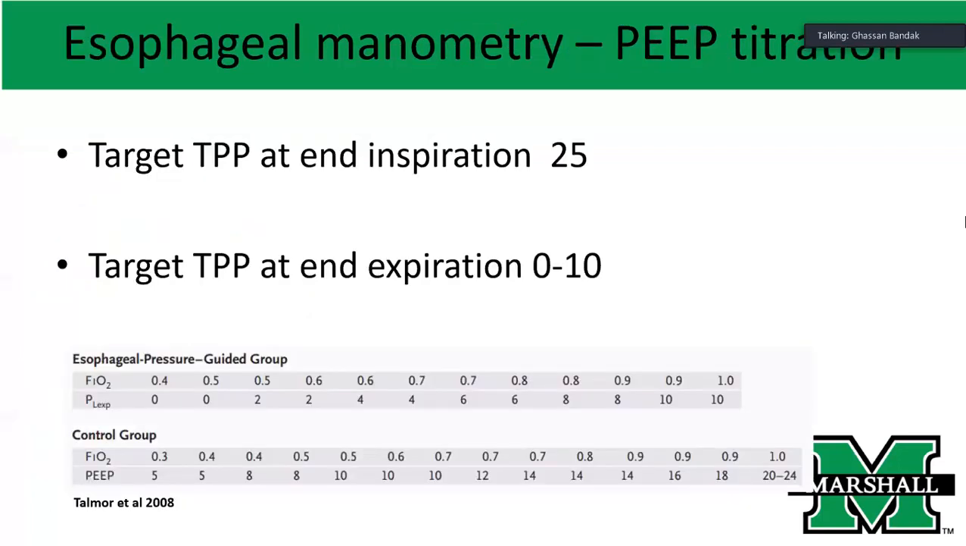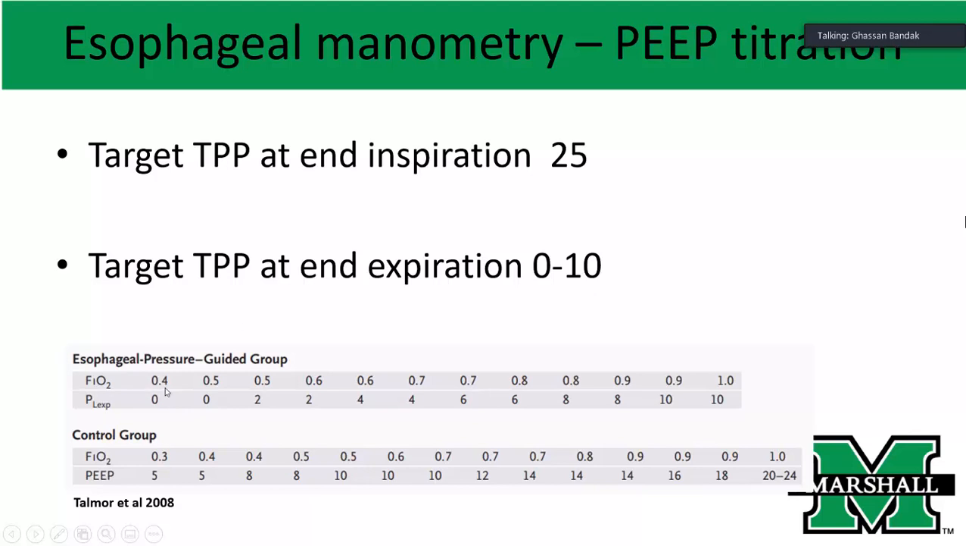Now, this concept was studied in 2008. What they did is they said, we want to target a transpulmonary pressure at end inspiration of 25 at max. This is your plateau. And we want a transpulmonary pressure at end expiration of 0 to 10, depending on FiO2. So what they did is they had FiO2 PEEP tables similar to the ARDSNet tables.